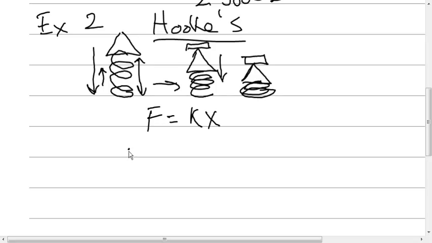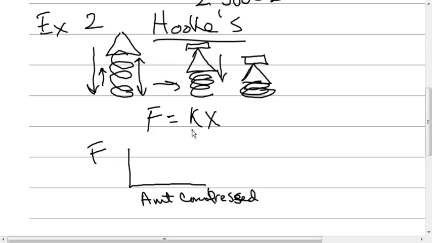So a way to think about this graphically is we have a situation where this is the amount compressed, and this is the force. Since K is a constant, and this would be just the slope of a line, we get something that looks like that, where the force is equal to Kx.